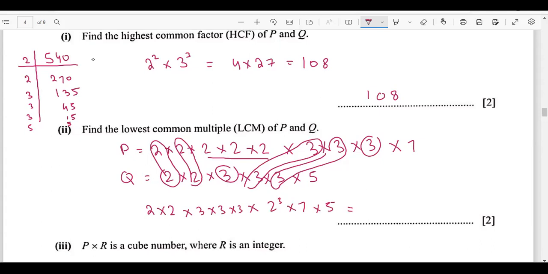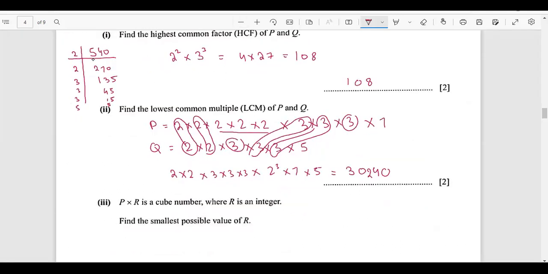To simplify this and tell me the value, whatever you guys are getting. It should be a big number. This is 30,240, and that is the correct answer. So for HCF, we are talking about the common ones only, and for LCM, we're talking about both of them. All right, this was a good question.